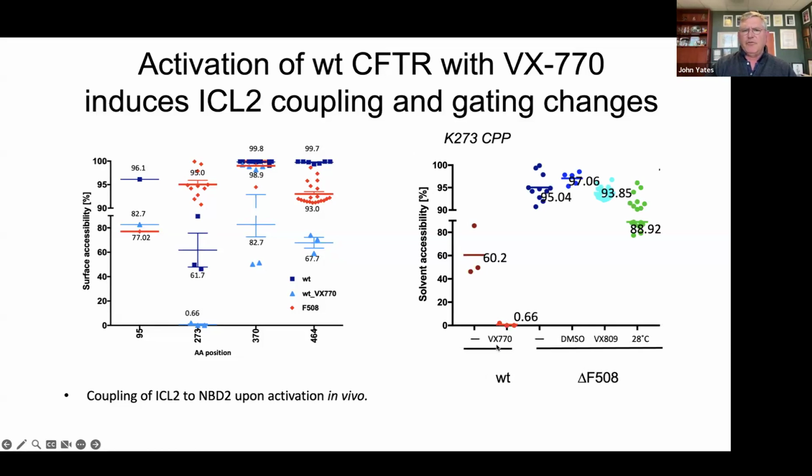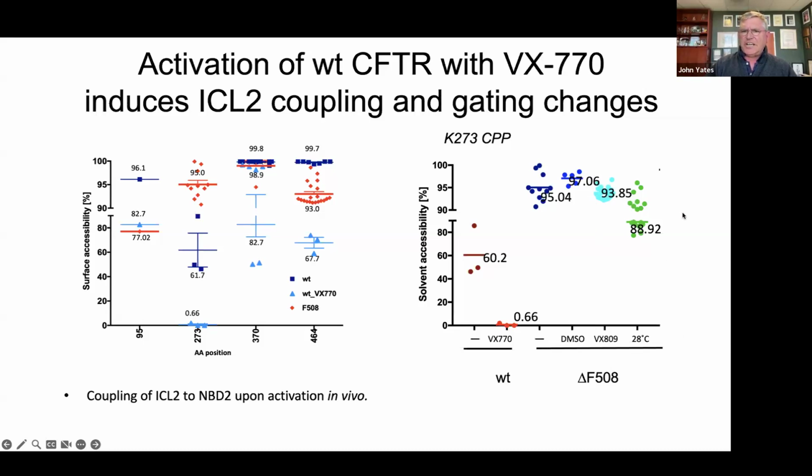So this is the fully activated protein here. No treatment, DMSO treatment, then treatment with VX809. If you remember from my earlier comments, VX809 is this chemical chaperone that's supposed to help the protein fold. And what you see when you look at this data for K273 is that it basically does nothing to K273.